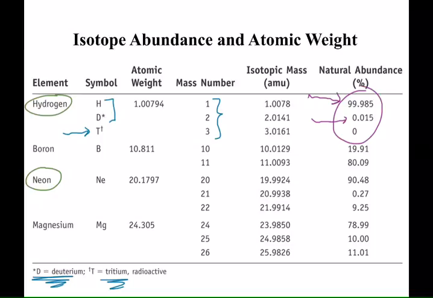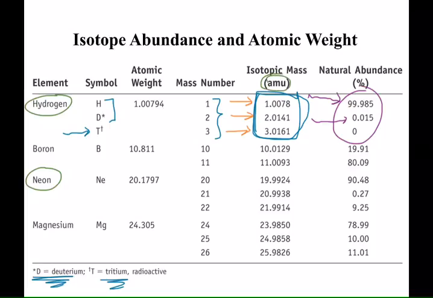And then this column is what we're going to have to use when we calculate the average atomic weights, which is how much an atom of that particular isotope would weigh. So hydrogen 1, the weight for an atom would be this. Hydrogen 2, the weight would be this. Hydrogen 3, the weight would be this. And like we talked about, weights for atoms are in atomic mass units.